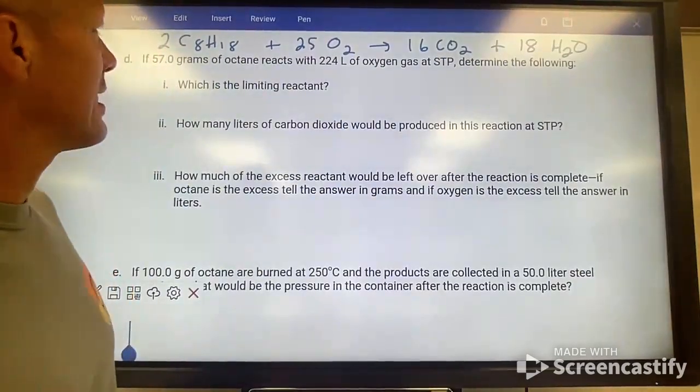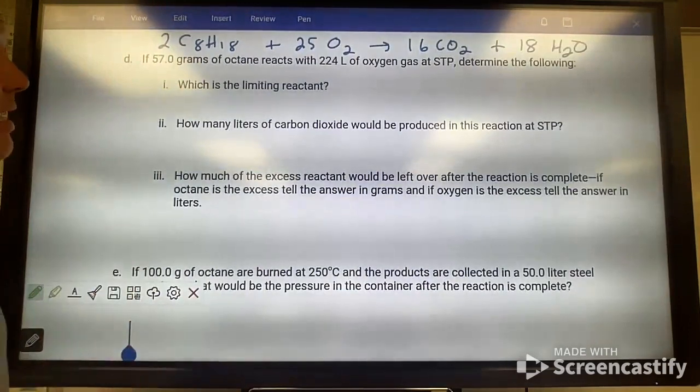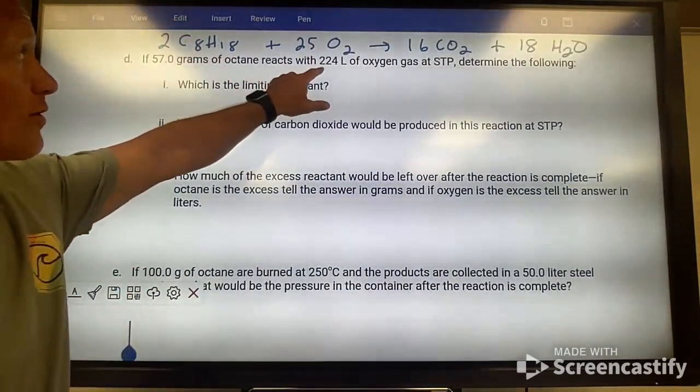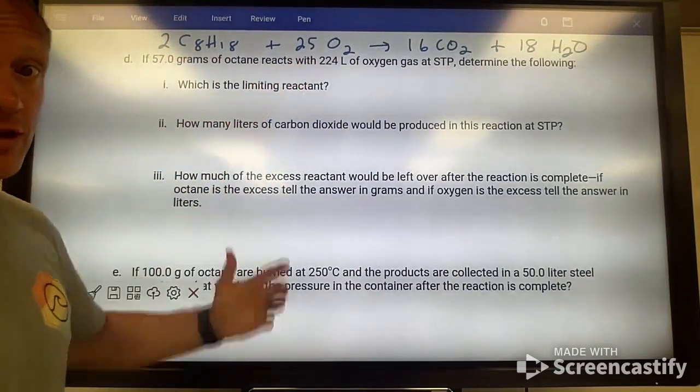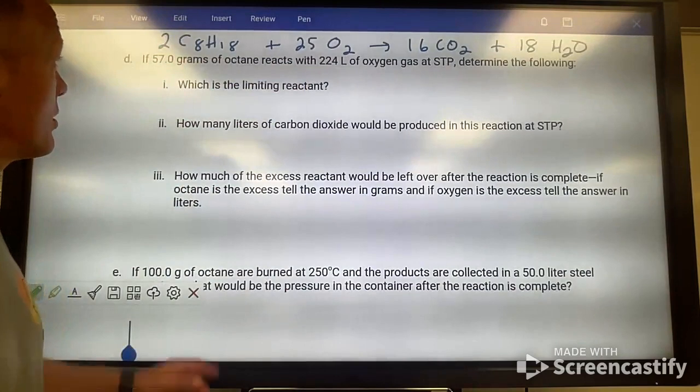Here's 13, letter D, maybe possibly E. We'll see how much time we have here. It is a limiting reactant question. So you have 57 grams of octane with 224 liters of oxygen. That's how much is available at STP, and then determine the limiting reactant.